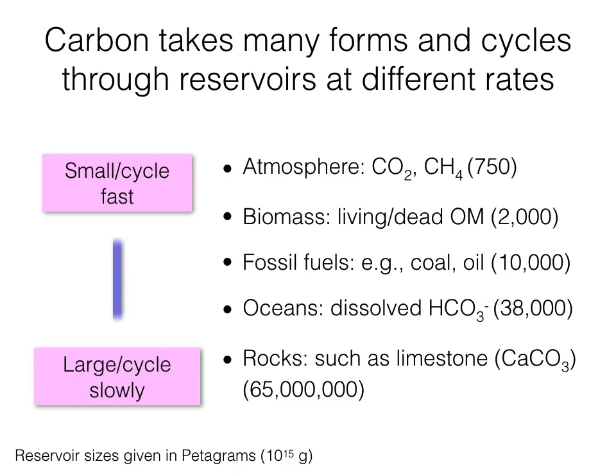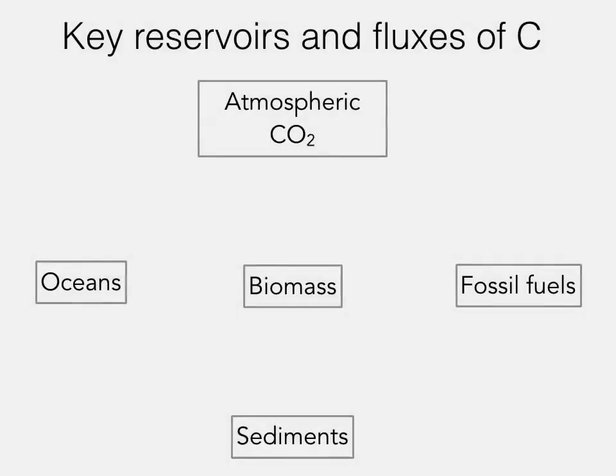Because the atmospheric pool is the smallest pool, CO2 in the atmosphere cycles fastest. Recall that we talked about pool size and its cycling rate and how those were related. Elements in smaller pools cycle much more quickly than in very large pools. So in the atmospheric pool, carbon cycles very, very fast, and in sedimentary rock, such as limestone, it cycles very, very slowly. So let's talk in a little more detail about the different reservoirs and the processes that cause carbon to move from one reservoir to another.